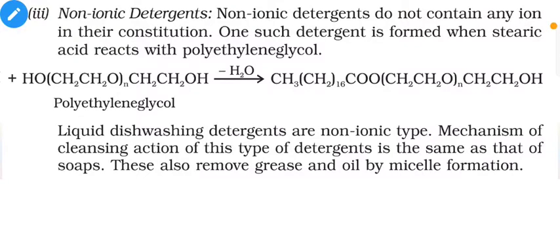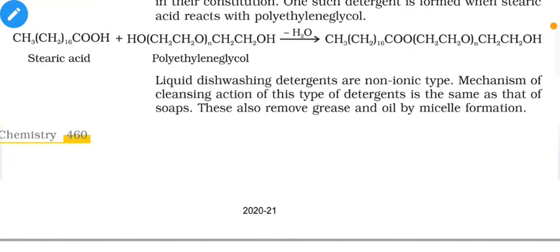And the last portion of this topic, non-ionic detergents. Non-ionic detergents do not contain any ion in their constitution. One such detergent is formed when stearic acid reacts with polyethylene glycol. The reaction is mentioned: we have CH3CH2 16 times COOH, stearic acid, with polyethylene glycol, and with the removal of a water molecule, both the molecules will combine with each other to form this type of detergent. Liquid dishwashing detergents are non-ionic type.